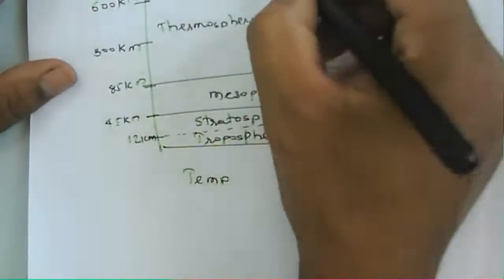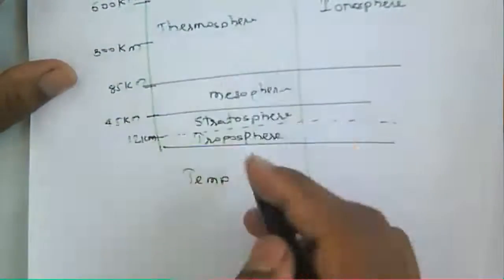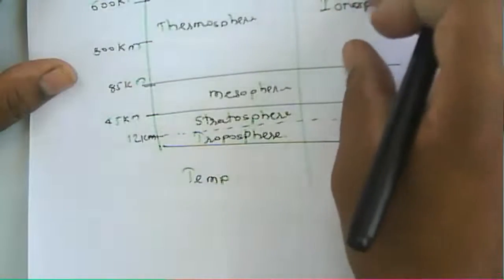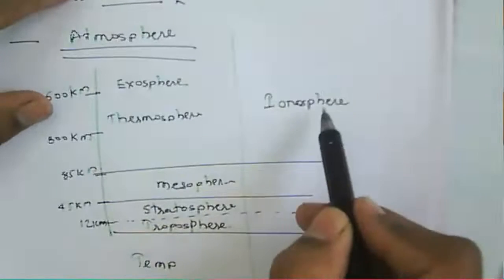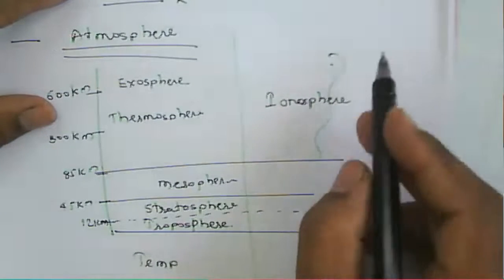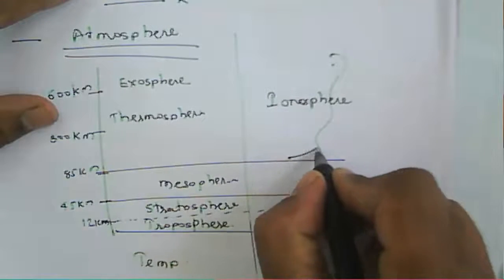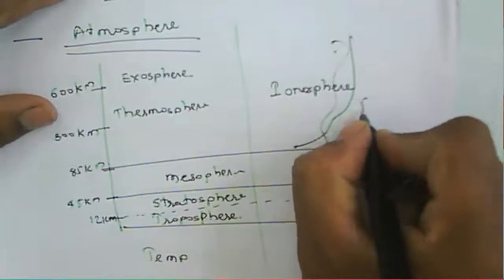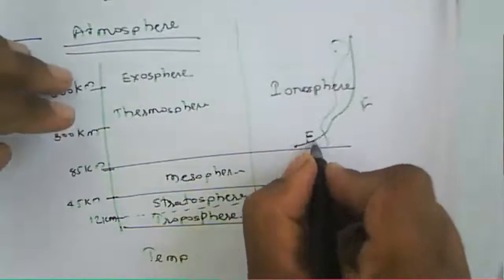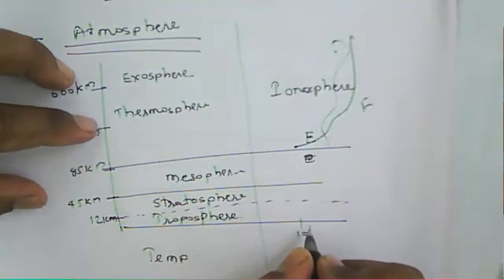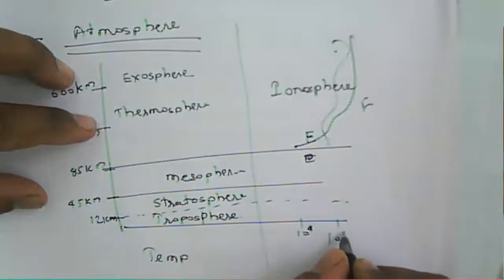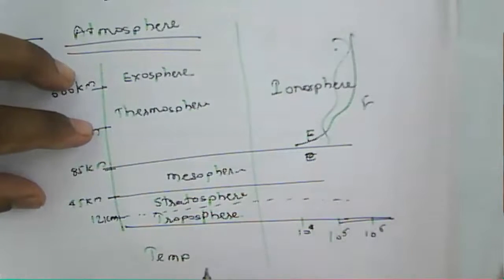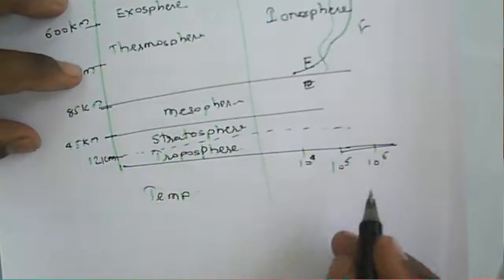In the troposphere region, there may be attenuation. But here the electron density changes, because we have the different layers, the D layer and the E layer. So variation in the electron density is likewise. This is the E layer. The electron density at the E layer will be 10 to the power 4, but then it will increase to 10 to the power 5 or 10 to the power 6.